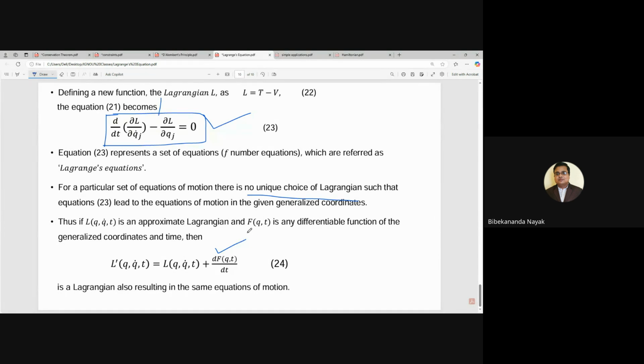If F is a function of q and t, then the new Lagrangian, L old plus dF/dt, gives the same equation of motion. So the Lagrangian is not unique. Using this equation, we get the equation of motion of the system, but L is not unique. We may get another L using this equation which will give the same equation of motion.